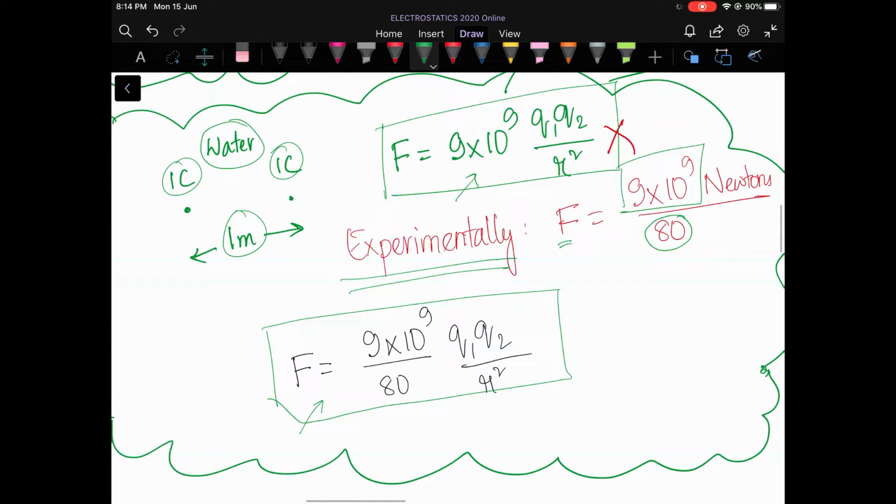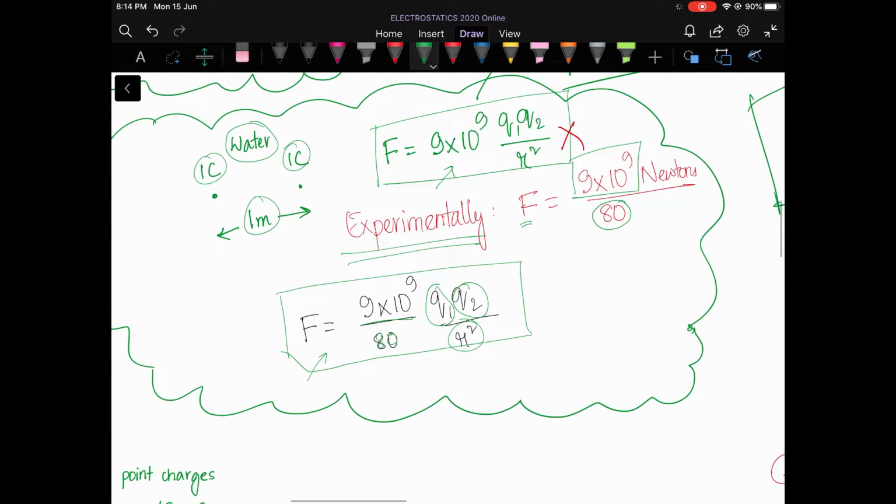which is F equals 9 into 10 to the power 9 divided by 80, because I told you the force is reduced to 1/80th of the value of force in air. And again we have Q1 and Q2 and then R square. So clearly you can see the constant that we are talking about, we got 9 into 10 to the power 9 and then we got 9 into 10 to the power 9 by 80.